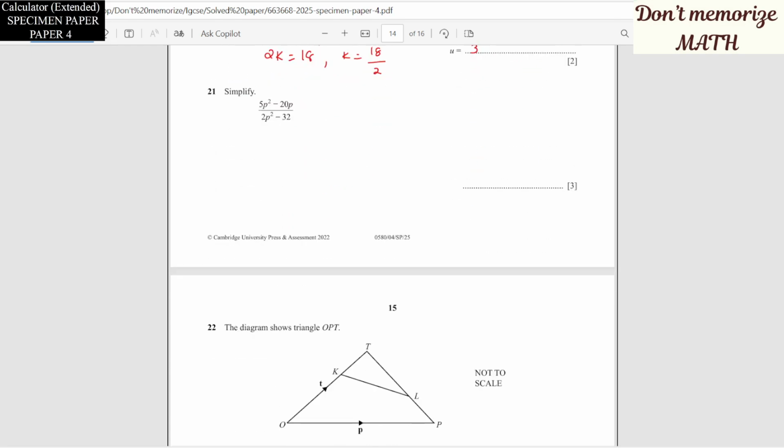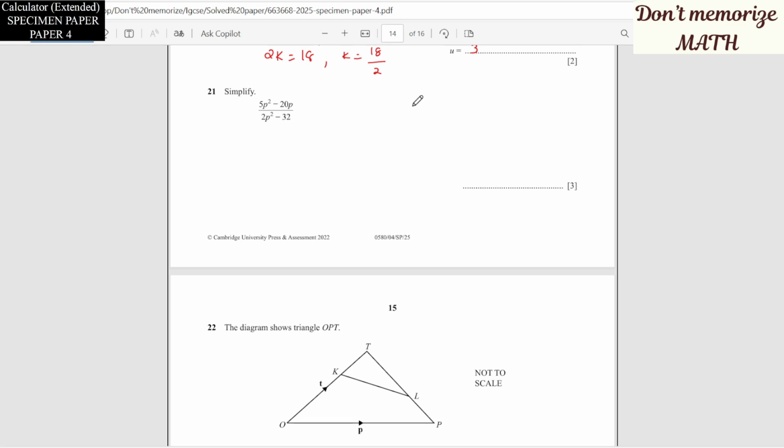Question number 21 is simplify 5p square minus 20p over 2p square minus 32. Here we need to factorize both the numerator and denominator, then you can cancel the terms. If you don't know the simple steps of factorization, I will tell you here. Those who know, you can do it and find the answer and write it here.